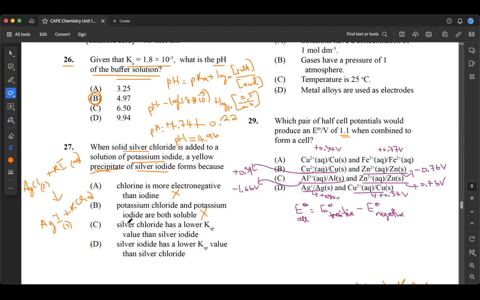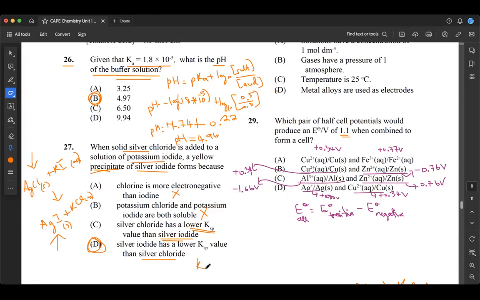the silver iodide, right? Is it true that silver chloride has a lower KSP than silver iodide? That's not true. So the lower the KSP is, the higher the probability of us forming precipitates, right? So the silver iodide is actually what has a lower KSP value than silver chloride. So that's why we're gonna end up getting the precipitate that we see, okay? So silver iodide has a lower KSP than silver chloride, and so we end up seeing this as a yellow precipitate when these two come together, okay?